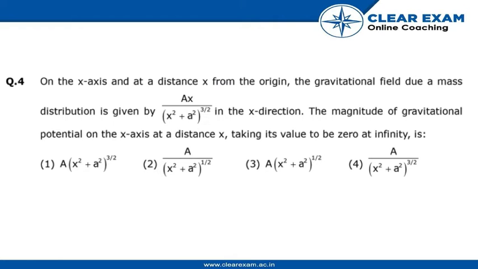Hello everyone, welcome back. Now we are here with our next question. On the x-axis and at a distance x from the origin, the gravitational field due to a mass distribution is given by this equation: ax upon (x square plus a square) to the whole power 3 by 2 in the x direction. And the magnitude of the gravitational potential on the x-axis at a given distance x, taking its value to be 0 at infinity, is.